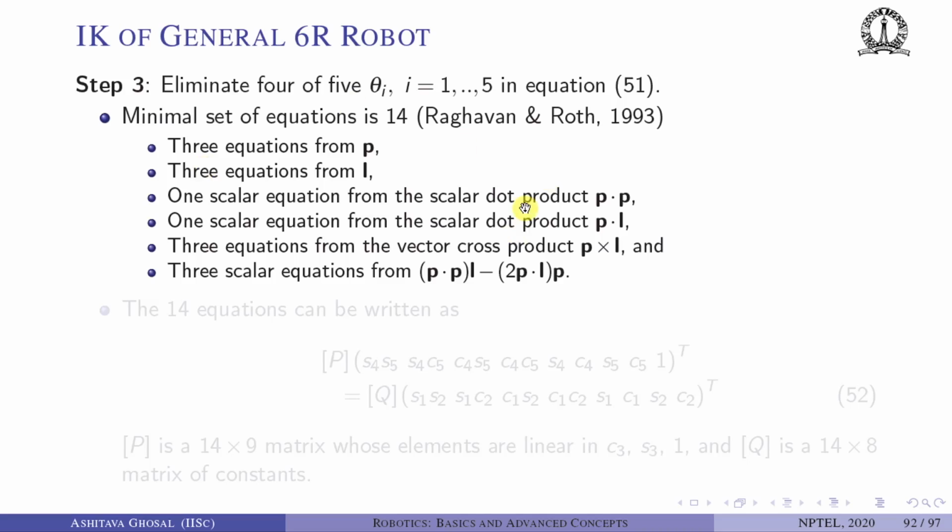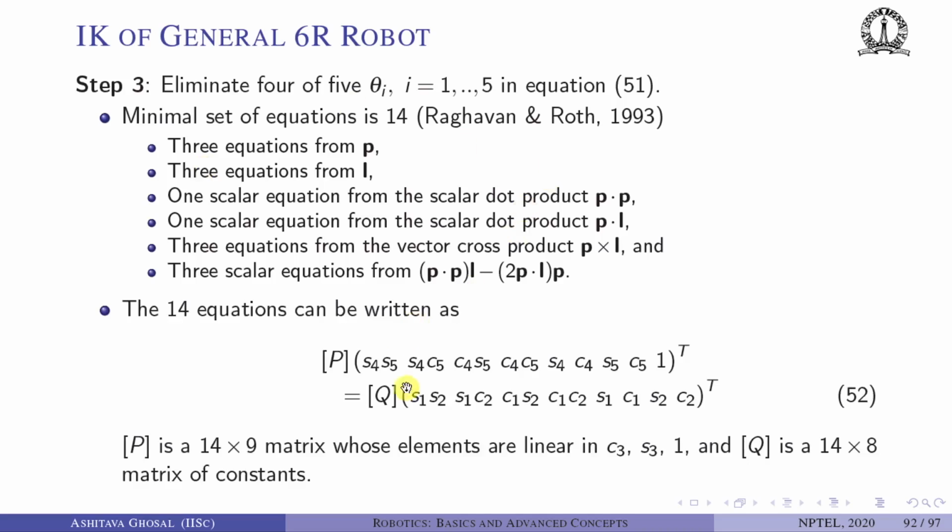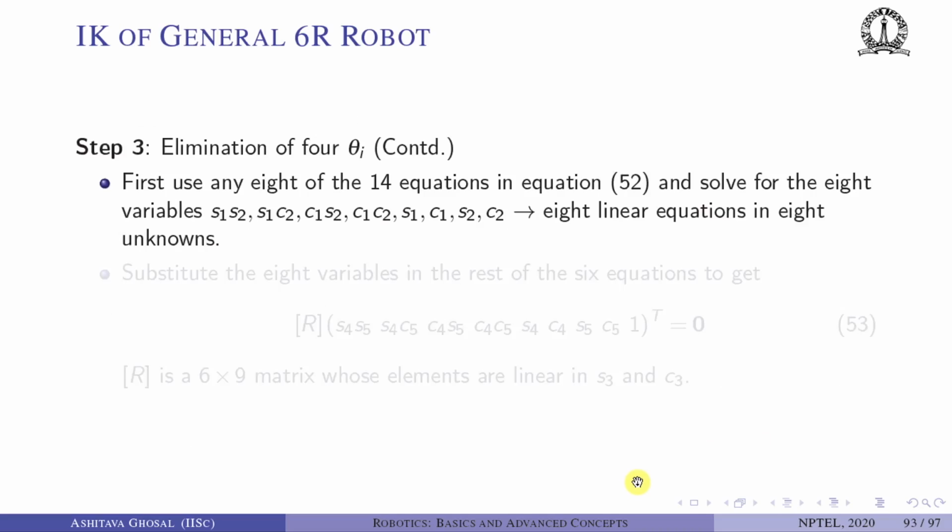Okay, so these 14 equations can be written as P into S4 S5, S4 C5 and so on, for theta 4 and 5, equal to Q into this. This P matrix is a 14 by 9 matrix containing sine theta 3, cos theta 3 and 1, and Q is a matrix of 40 constants. So we eliminate 4 theta i in 1 step.